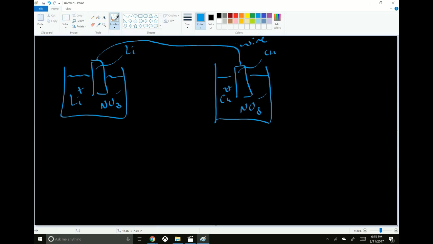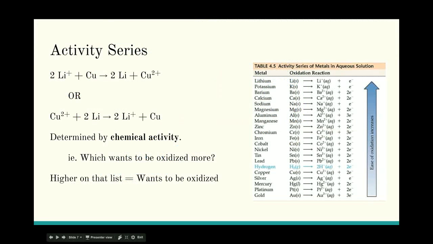which way is the reaction going to proceed? Is it going to be lithium ions turning into lithium metal, or copper metal turns into copper ions, or will it be copper ions turning into copper metal and lithium metal turning into lithium ions? This is not something you can predict just by looking at the elements involved. You need the activity series.